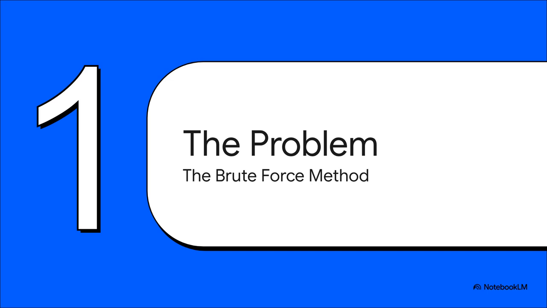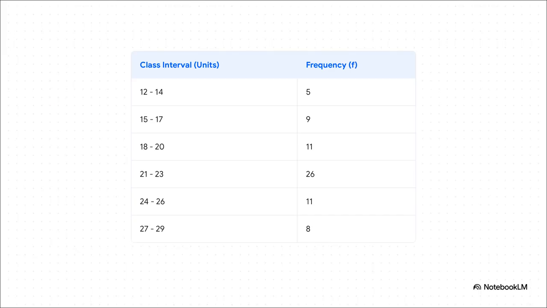All right, so let's dive into a real-world example to see what I mean. Imagine we need to find the average monthly water consumption for a neighborhood of 70 families. Now, the data we have is all grouped together in these ranges. So this is what's known as grouped data. And the standard way to find the average here, the brute force method, is to first find a single value to represent each group. We do that by finding the midpoint, or the mid-value, for each of those intervals.